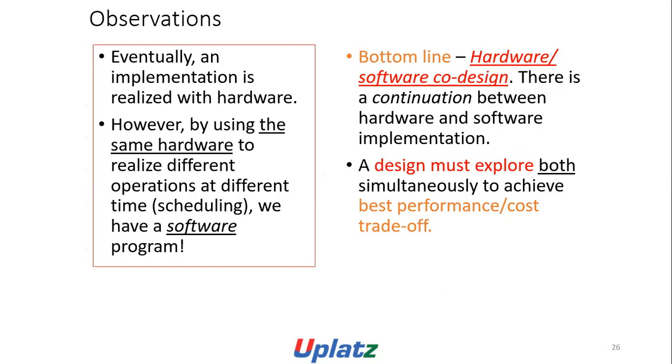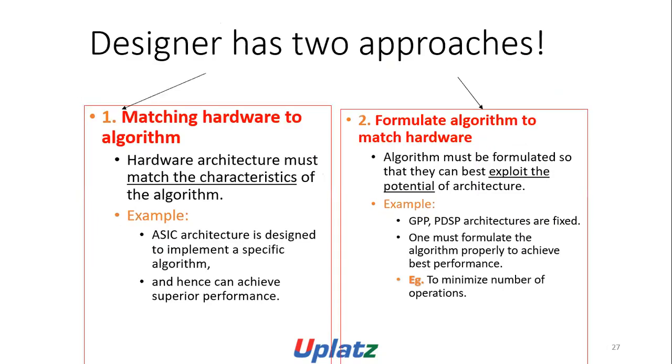Bottom line, hardware-software design: there is a continuum between hardware and software implementation, and design must explore both simultaneously to achieve the best performance-cost trade-off. The designer has two approaches: matching hardware to algorithm, where hardware architecture must be matched to the characteristics of the algorithm.